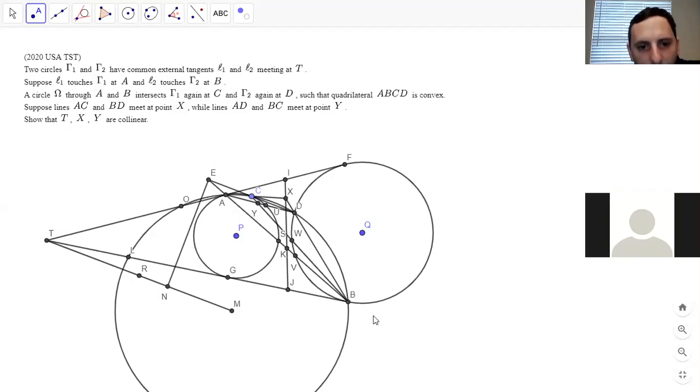Spiral similarity can also be used. So are you saying spiral similarity can be used instead of sines? How would you use it? Is ACUS similar to DWVB? I'm not sure about that. B over CK equals BC over CB.